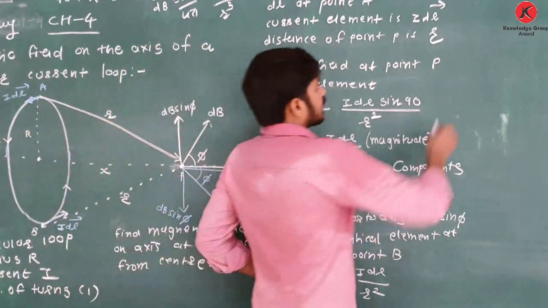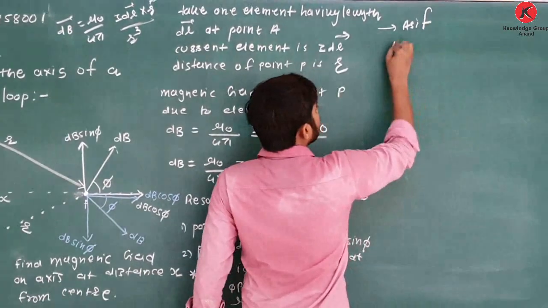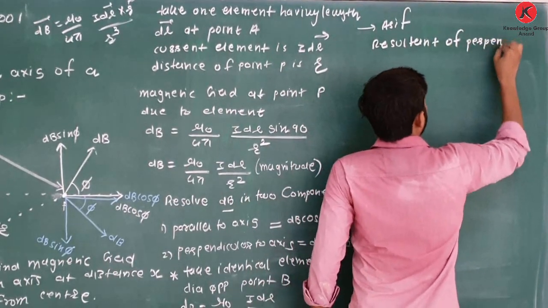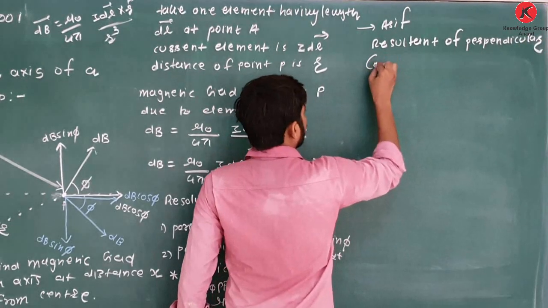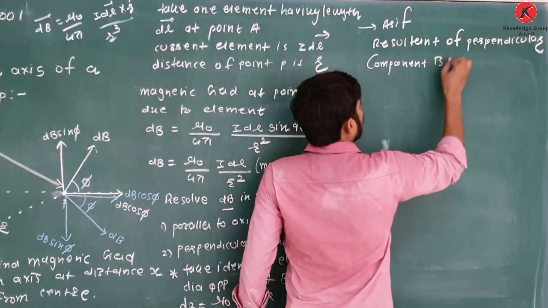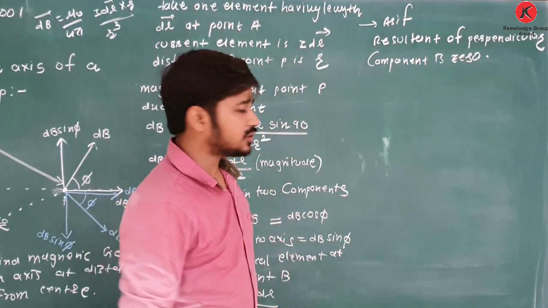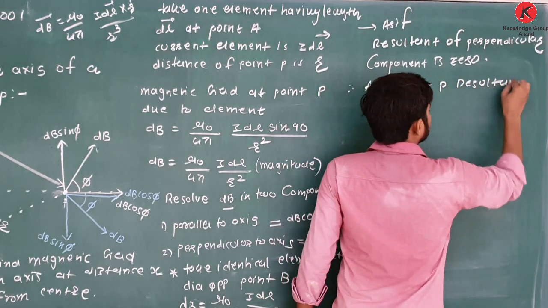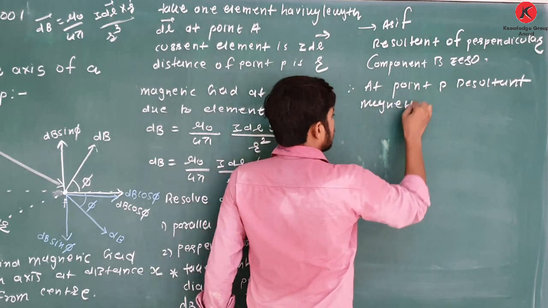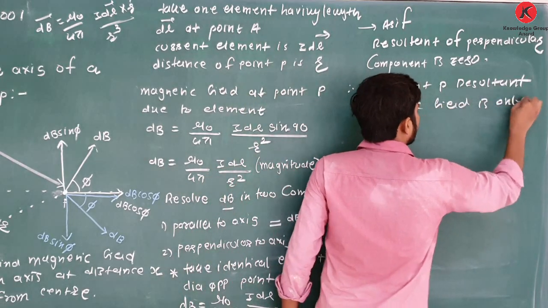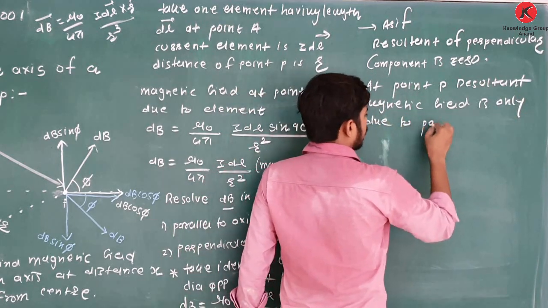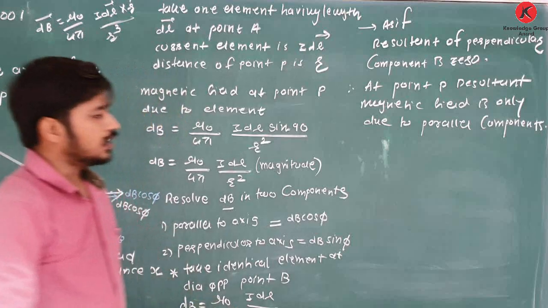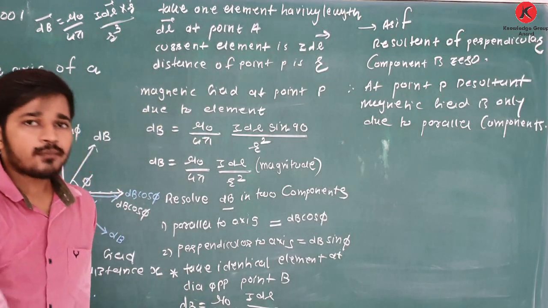How to write? As shown in figure, we can say resultant of perpendicular component is 0, or they cancel out each other. Yes, you can also write that statement, they cancel out each other. So therefore at point P, resultant magnetic field is only due to parallel components. Clear about this? Is only due to parallel components.